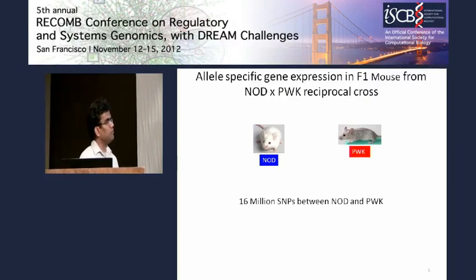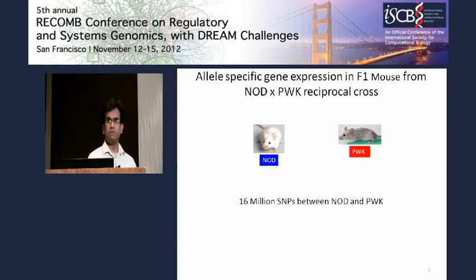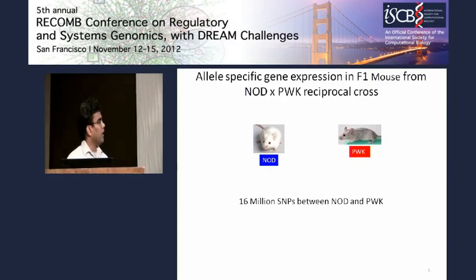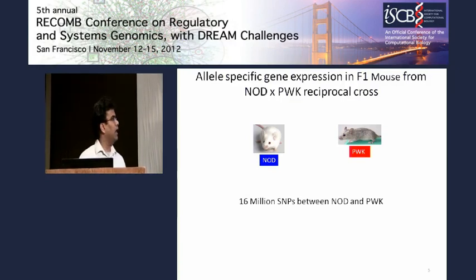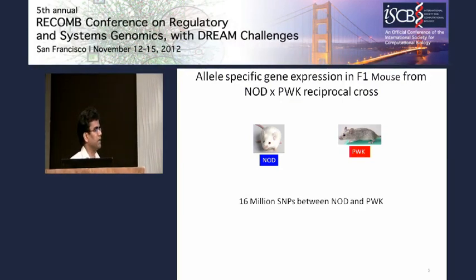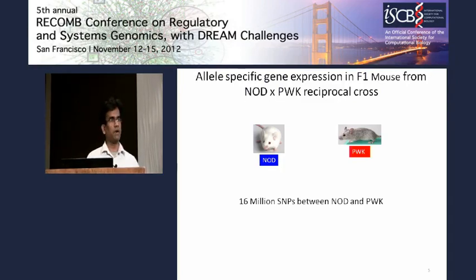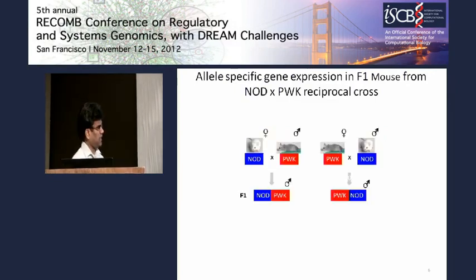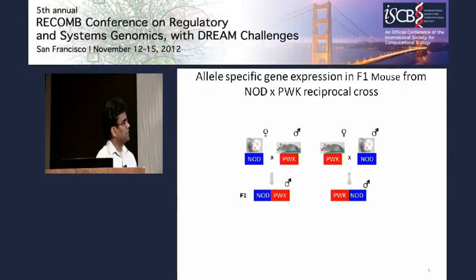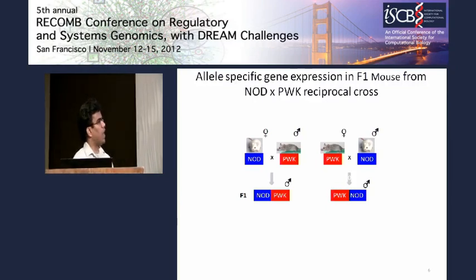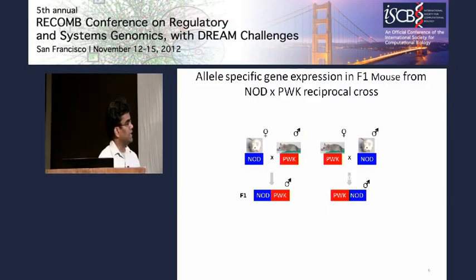And these two mouse strains are very highly divergent. They have at least 16 million SNPs between them, and more than 90% of the genes have SNPs in them. So it's giving us a great opportunity to look at allele-specific expression by doing an F1 cross. What we do is take the NOD females and cross them with the PWK males to get F1 NOD PWK males. This is one direction of cross, where in the F1 males, NOD is from the mother and PWK is from the father.